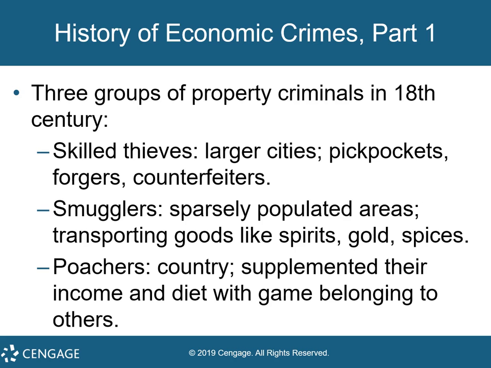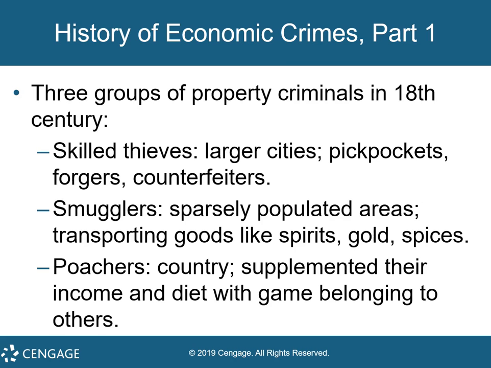By the 18th century, three separate groups of what they called property criminals evolved and became active. These were skilled thieves, smugglers, and poachers. Skilled thieves typically worked in larger cities such as London and Paris. This group included pickpockets, forgers, and counterfeiters who operated freely.